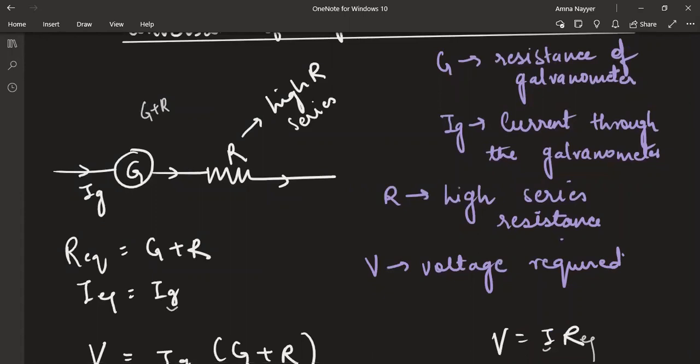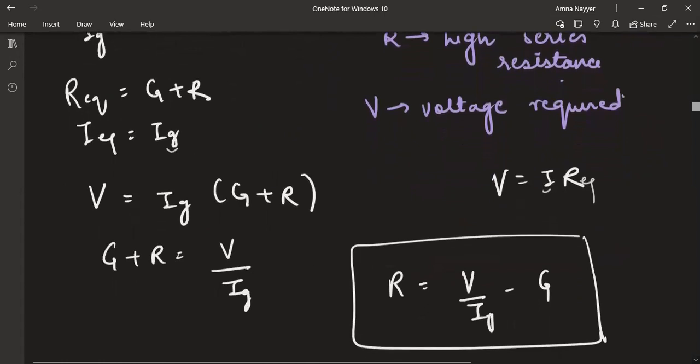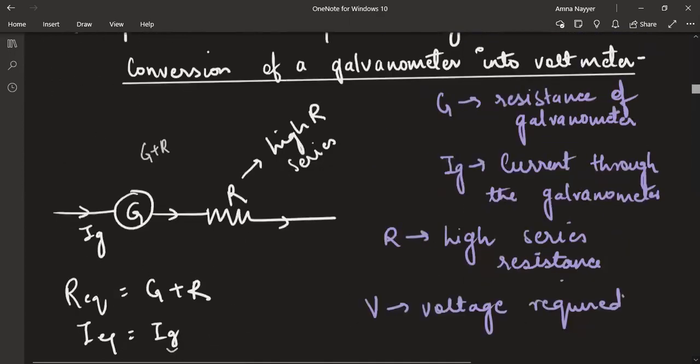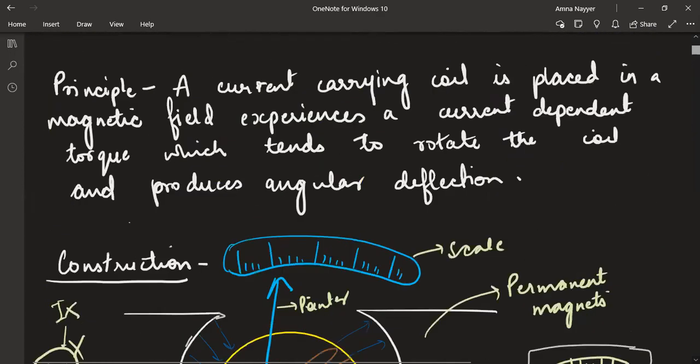Next, to convert a galvanometer into a voltmeter, you connect a high valued resistance in series. The formula for the resistance here becomes the voltage required divided by the current through the galvanometer, minus the resistance of the galvanometer. So these are all the topics that are included in your magnetic effects of electric current.